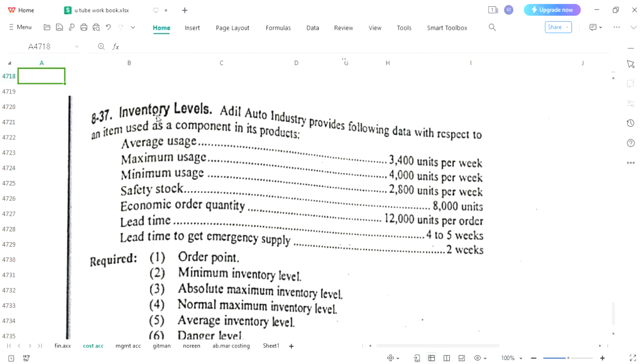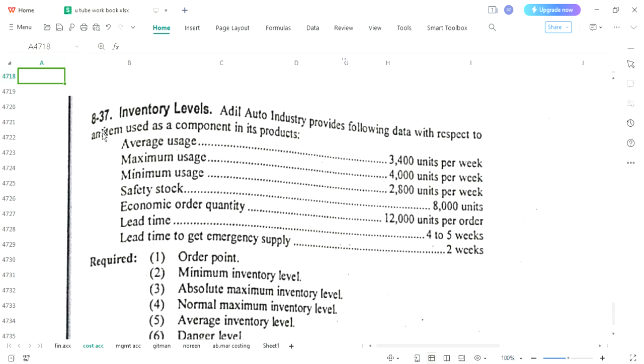Today's target is to solve question number 8.37. The chapter which we are related with is material inventory levels, and we have solved I think 8 to 9 questions before this particular 8.37, and the topic material inventory system is almost completed, and I'm hopeful this would be the last question related to material inventory levels.